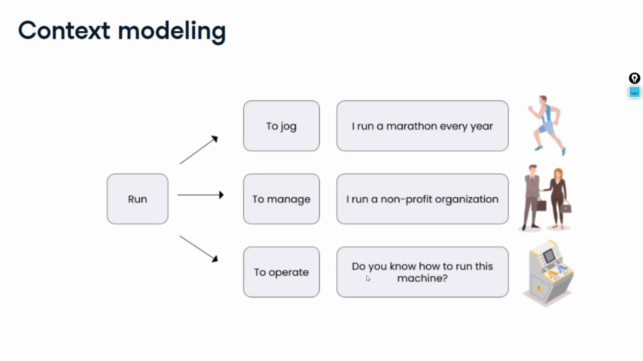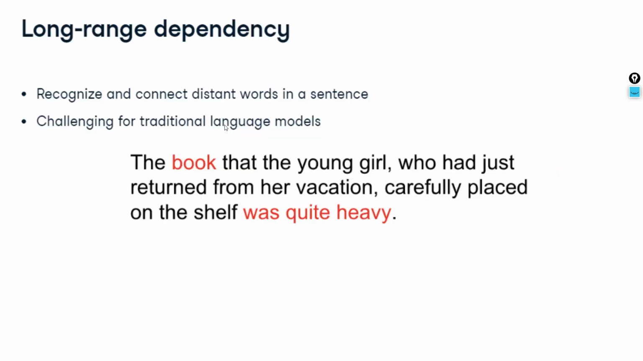Next, to operate: do you know how to run this machine? Here the run is a totally different thing. Of course, I'm not referring to the marathon run. So this is the meaning of context modeling, which is one of the challenges of the LLMs. Next, very important, is long range dependencies.